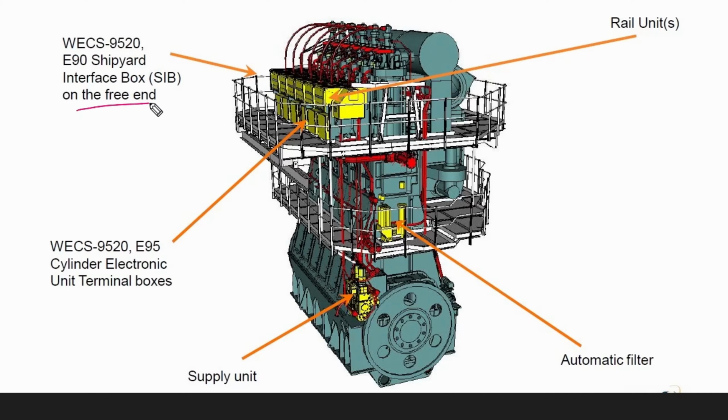These are the interface boxes and these are the terminal boxes which are present. This is the complete rail unit which is present here. So here you will see all your control oil pressure, control oil, servo oil, and the high pressure things, all are available here. Even the steam line is also available.